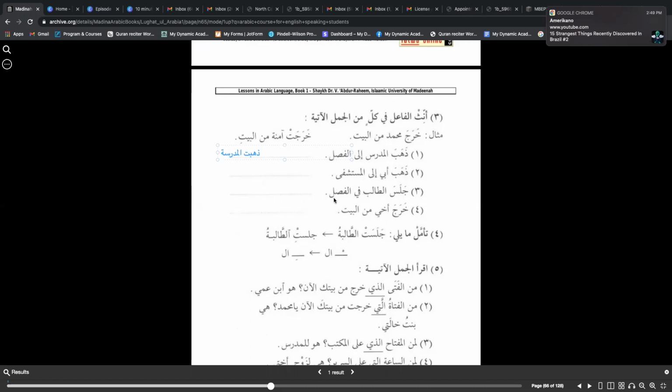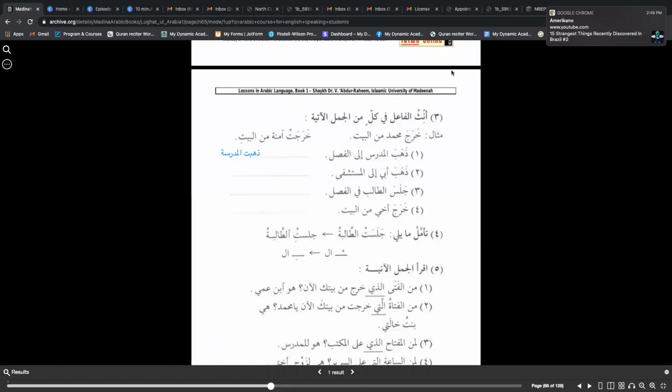جلس الطالب في الفصل. The student sat in the class. So we have to make it a female student and conjugate the verb for hiya. So we make it جلست. You have to add that تاء التأنيث. جلست الطالبة. The female student sat في الفصل in the classroom. خرج أخي من البيت. My brother went out from the house. So we add this تاء التأنيث and make it خرجت أختي من البيت.